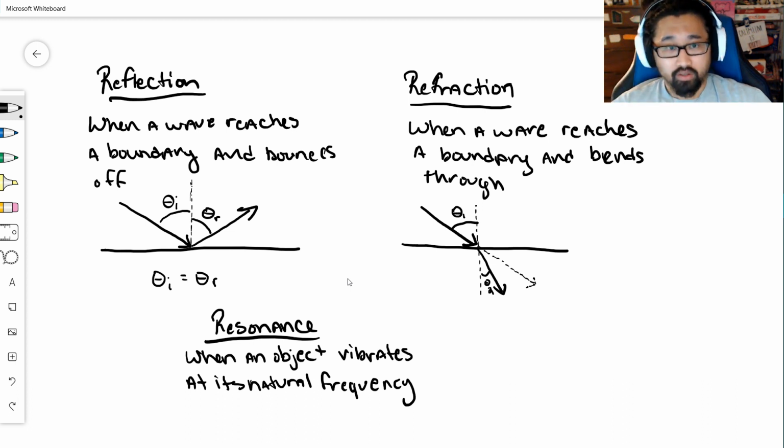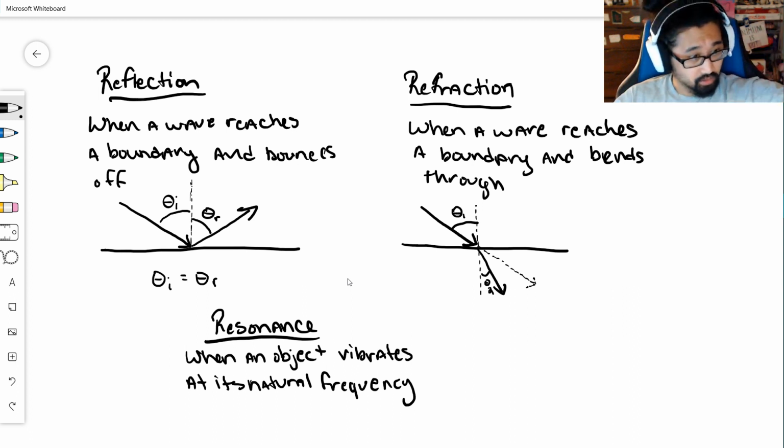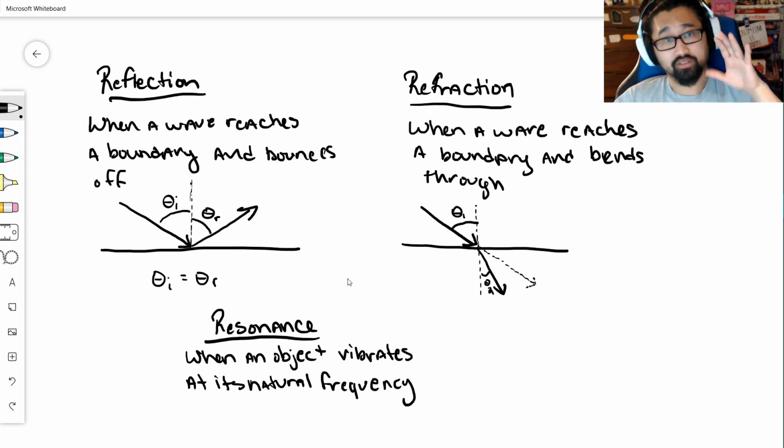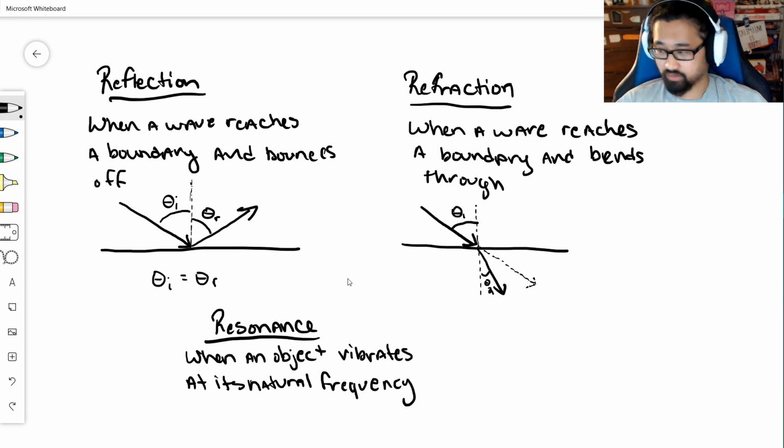Yeah, these phenomena are, again, interesting. Reflection and refraction typically deal with light, although sound does it too, right? Sound can reflect off of walls. Sound can refract through air into water. It's not as dramatic as light is. Resonance is a very sound-based phenomenon, though. So if you're asked questions, just right now be able to identify.